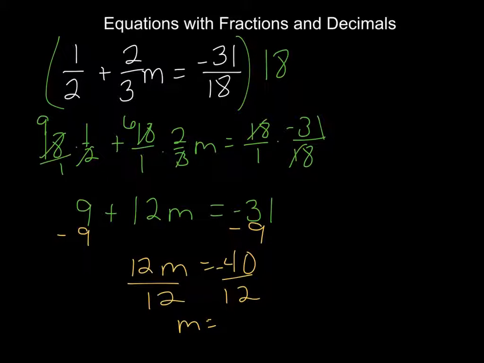So we can reduce it. 40 divided by 4 is 10. 12 divided by 4 is 3. So we can reduce it to 10 over 3. Notice the negative, I also took it out and put it in front of the fraction instead of in the numerator. We'll just make the whole thing negative.